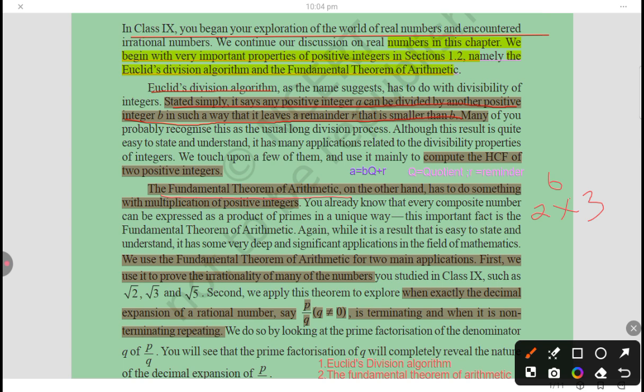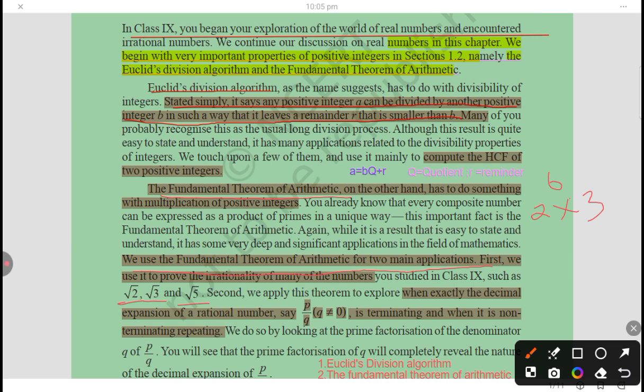And this fundamental theorem of arithmetic is used in very deep and significant applications in the field of mathematics. We use the fundamental theorem of arithmetic for two main applications. First, we use it to prove the irrationality of many of the numbers that you studied in class 9, such as root 2, root 3, root 5.